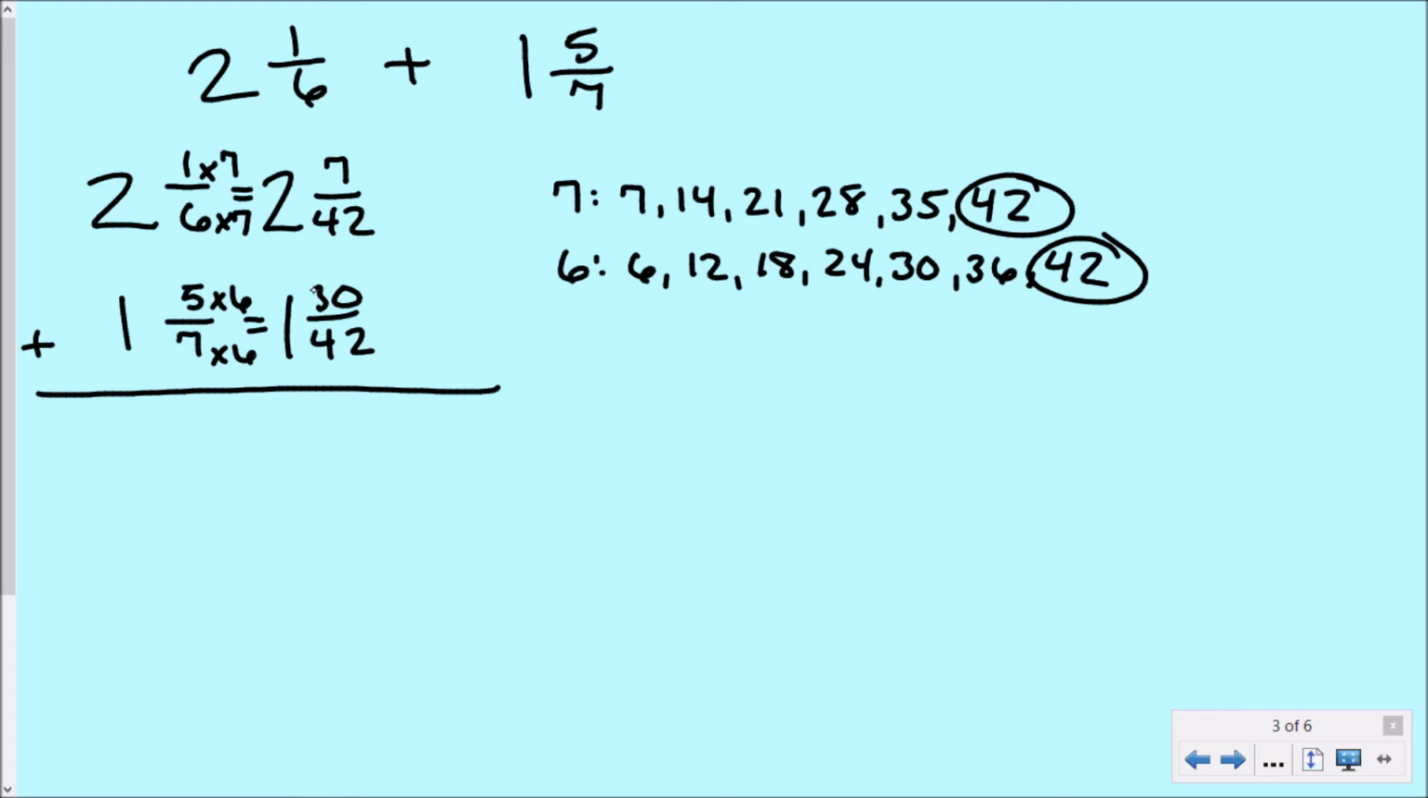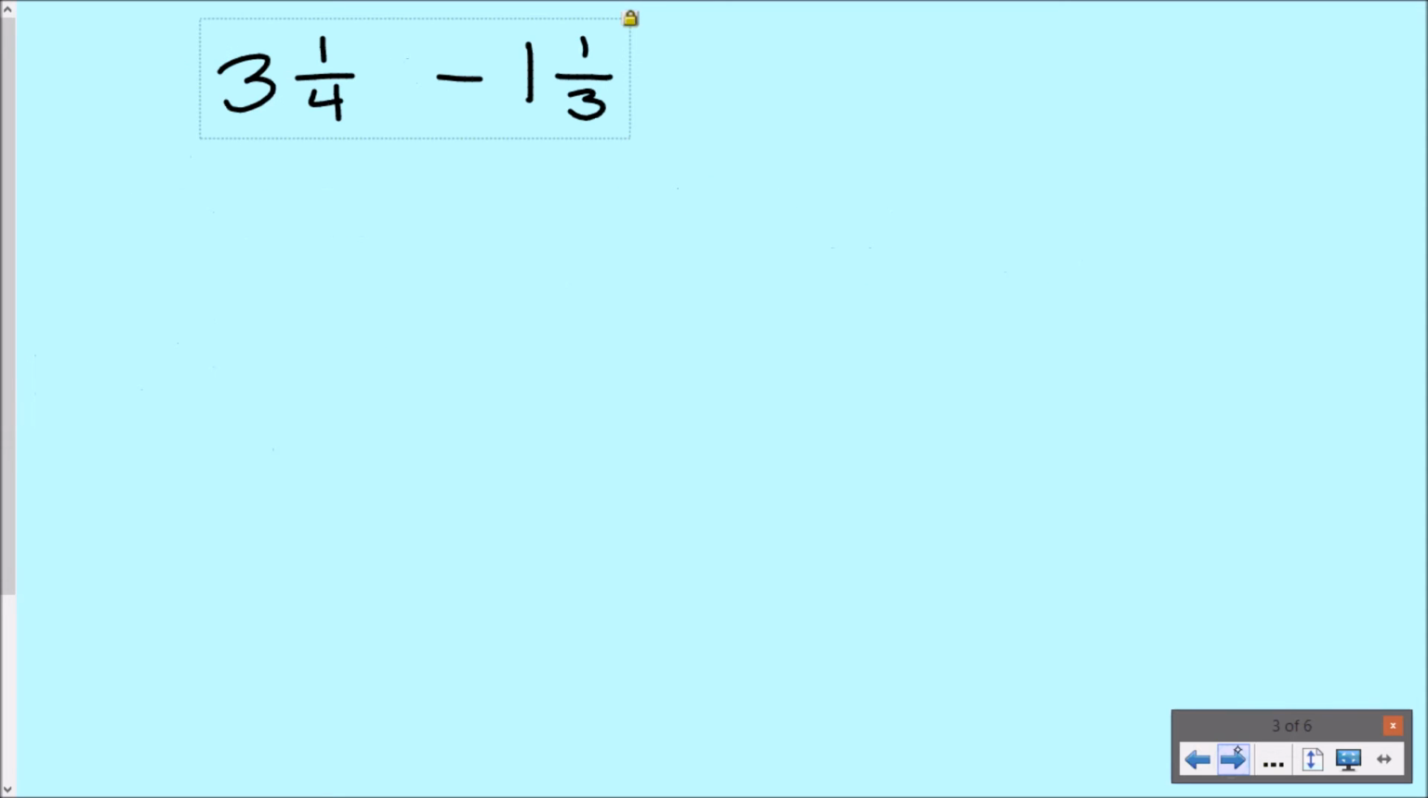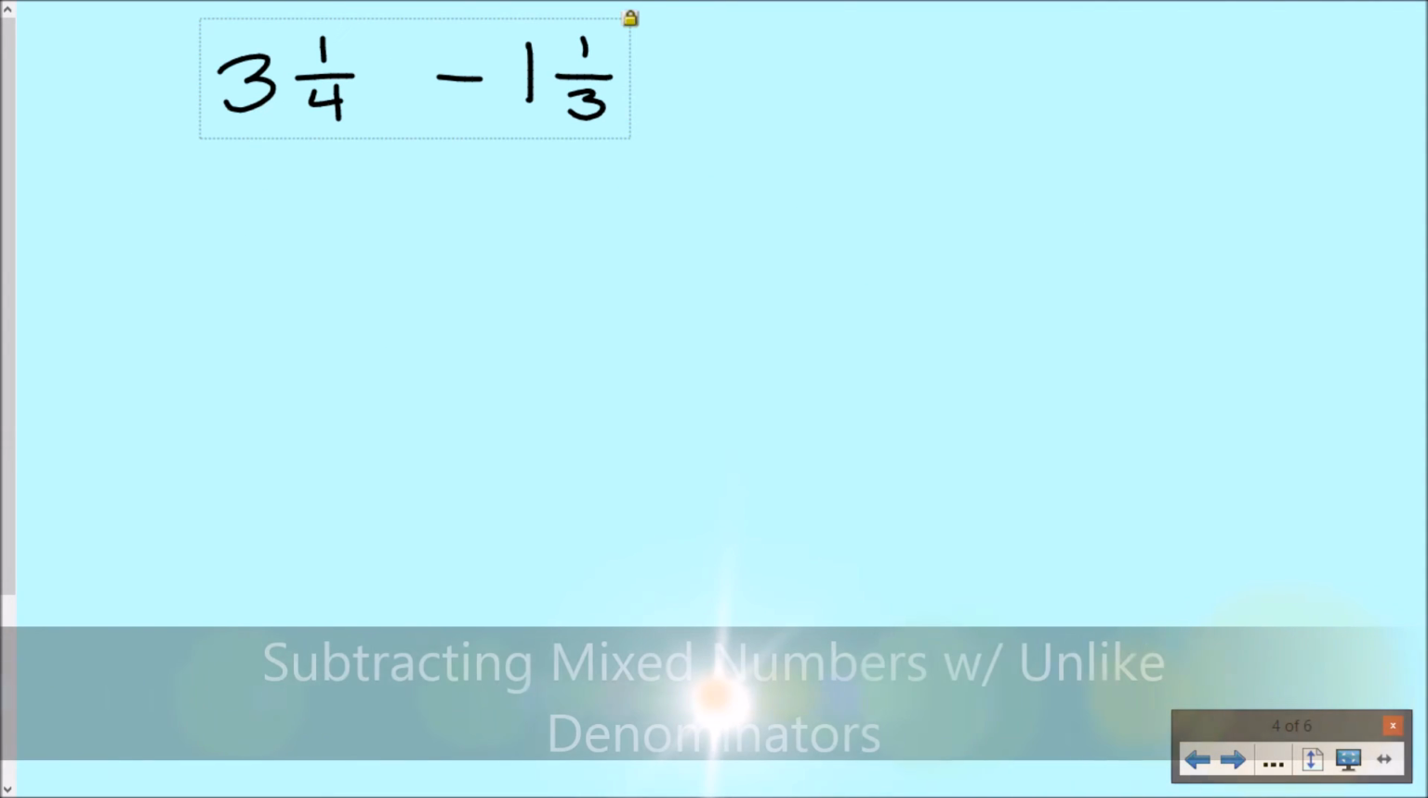Now I'm just simply going to add those numerators, 37 and 42, and then add the whole numbers, and I get 3. 37 and 42 do not have a common factor other than 1, so therefore that answer is in simplest form. Now, taking a look at subtracting mixed numbers.